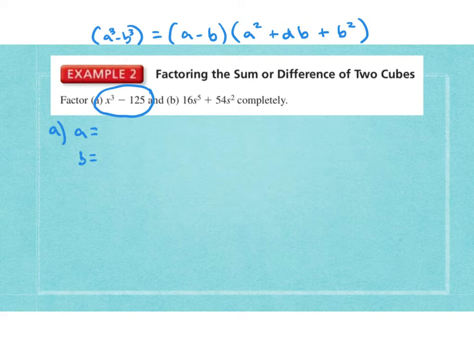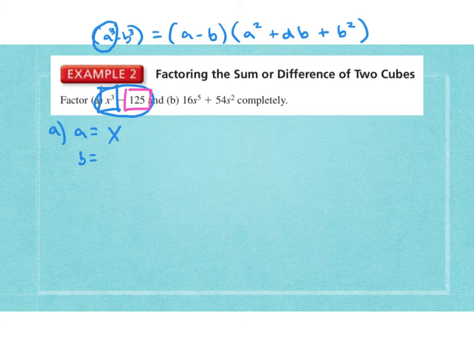So what's our a? We're looking at this one for our a. So our a would just be x, because here we have a cubed, so our a would be just x, because then our a cubed would be x cubed. You see that? Everybody with me? Okay, so now for our b, we're looking at this one here.